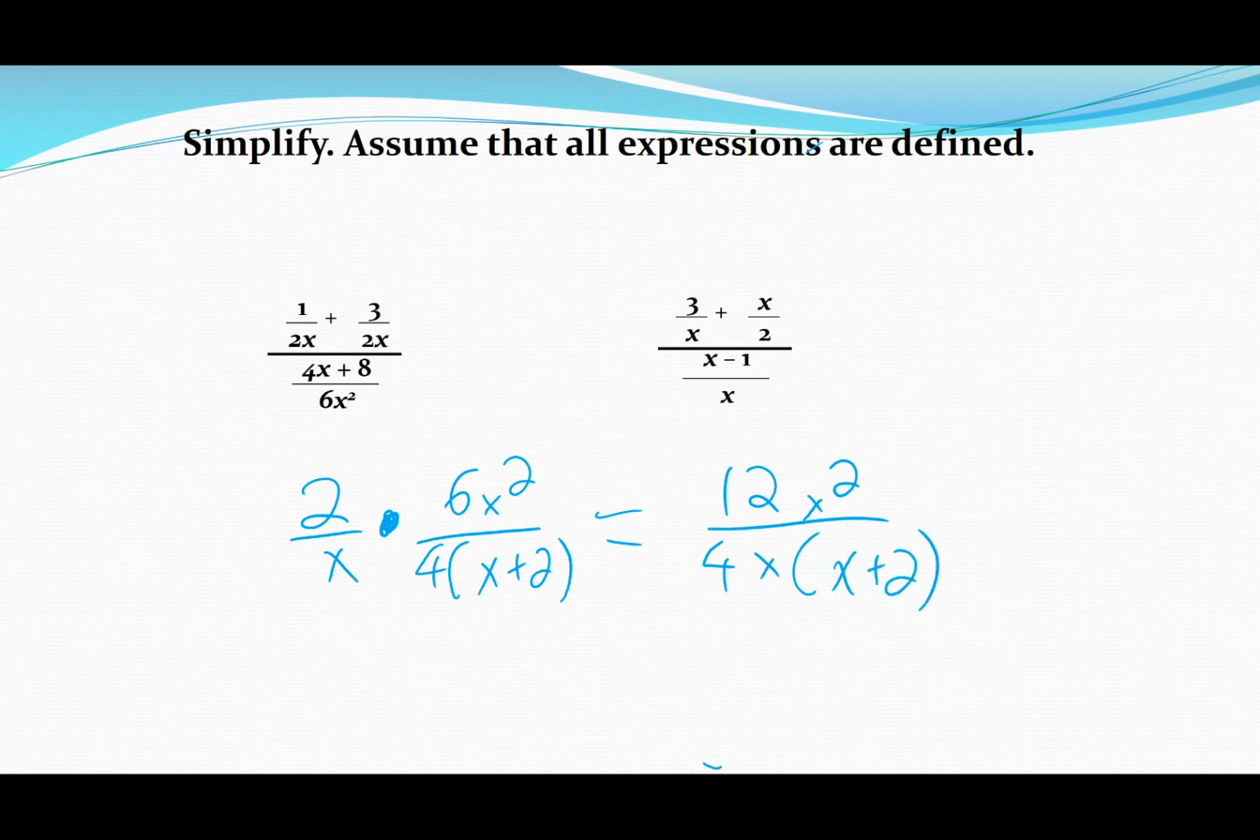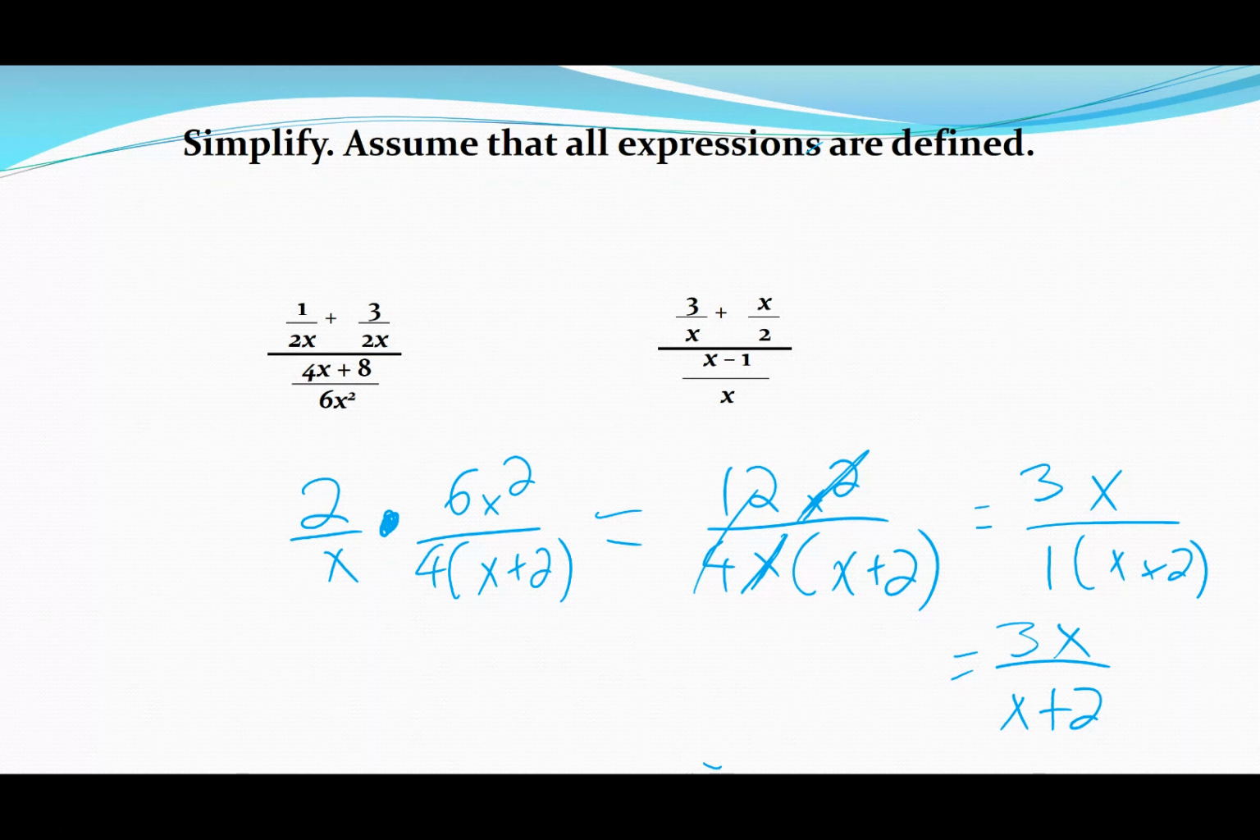So I know 12 over 4 will reduce to 3 over 1. An x on the bottom will cancel with one of the x's up there, leaving you with a single x up on top. And then you just have this x plus 2 sitting here still. So a simplified version of that would be 3x over x plus 2 as a final answer. Kind of weird. There's a lot of weird things that happen there. They're not difficult, but they can be a little bit off-putting, for sure. So be careful of that.